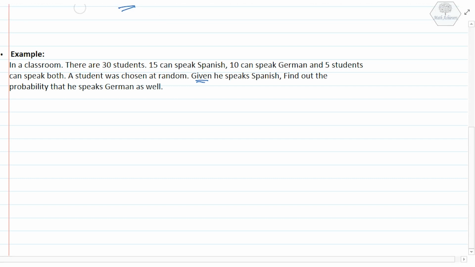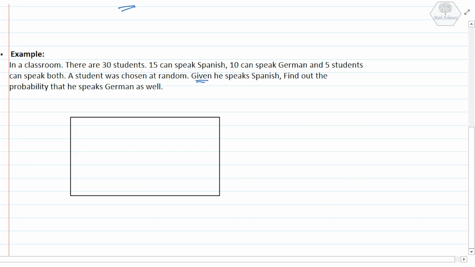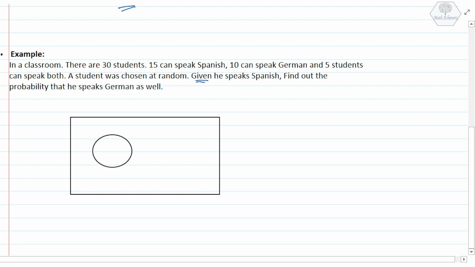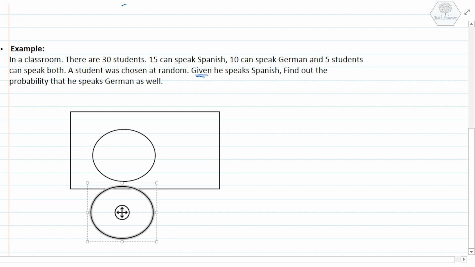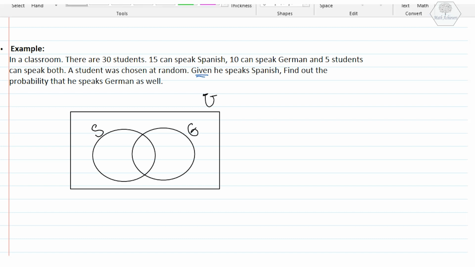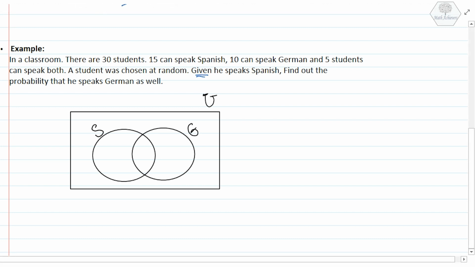So I have to draw a Venn diagram first. This is my diagram, and I have to draw my sets inside. This is my universal set, and I have speaking Spanish, this is S, and speaking German, this is G. I always start filling from the most intersected area, so those who speak both languages are 5.